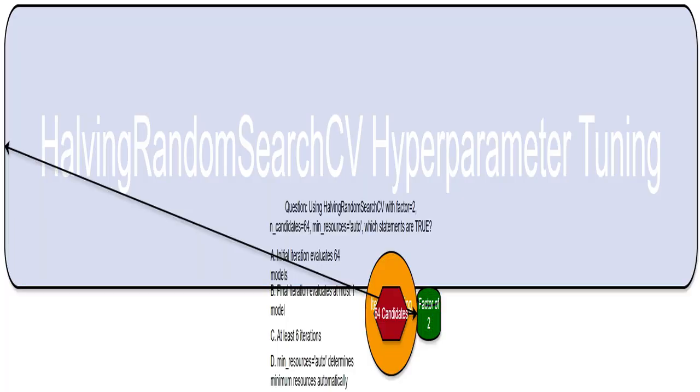This sets the stage for our problem. We are using a specific machine learning technique, HalvingRandomSearchCV, to find the best hyperparameters for a model. The values given define how the search is conducted. The key is to understand the behavior of HalvingRandomSearchCV with these settings.